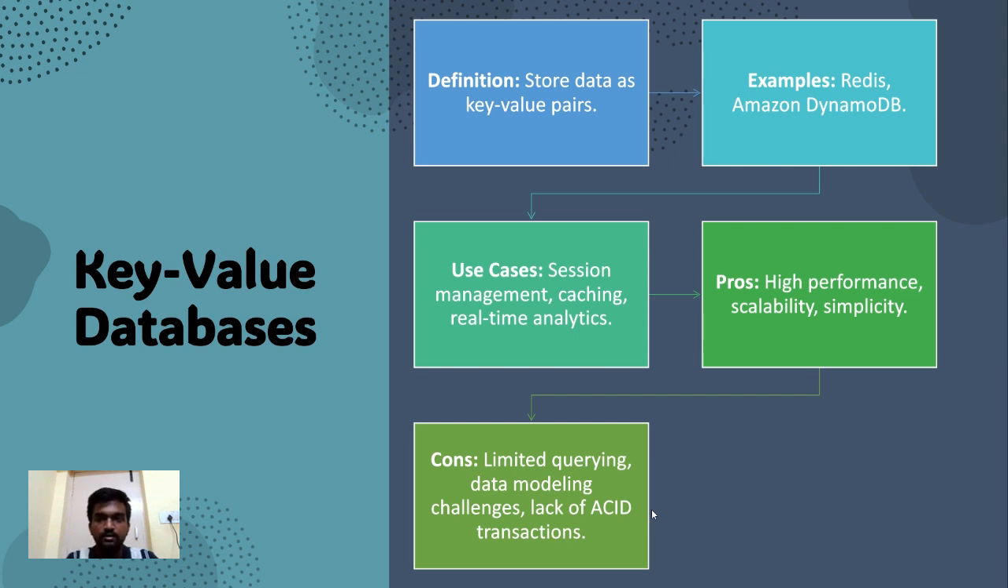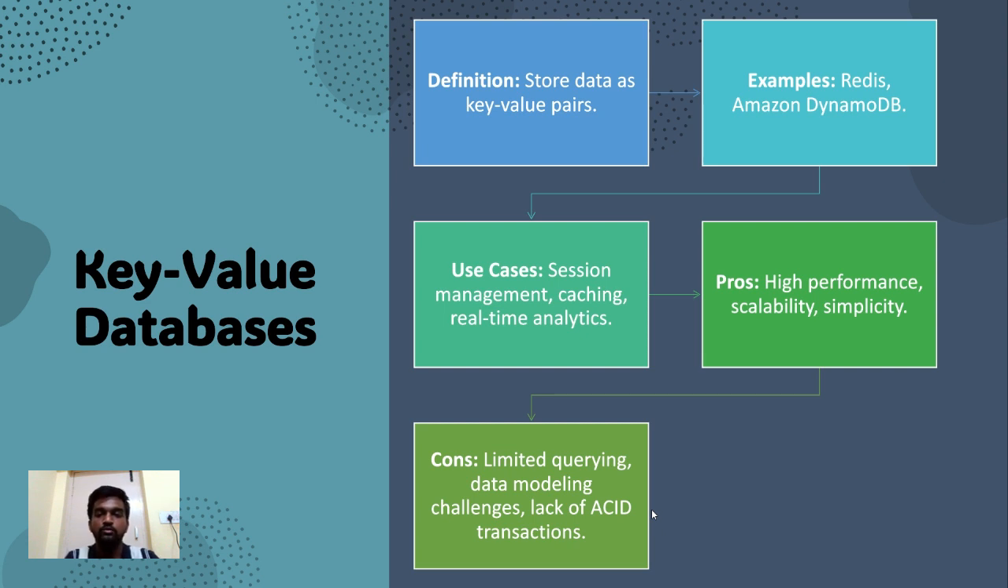Amazon Dynamo and Redis are completely open source and in-memory data structures. This is used in many places. What are these use cases? Session management, storing user sessions and session related data for web applications. Caching, storing frequently accessed data in memory to improve application performance. Real time analytics, recording event data for real time analysis and reporting.